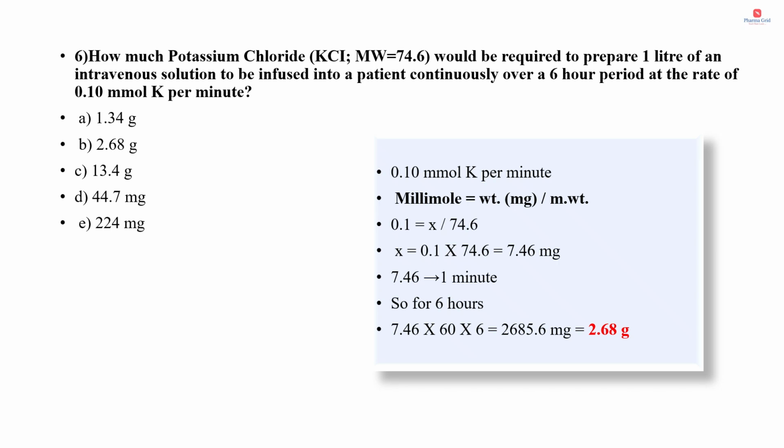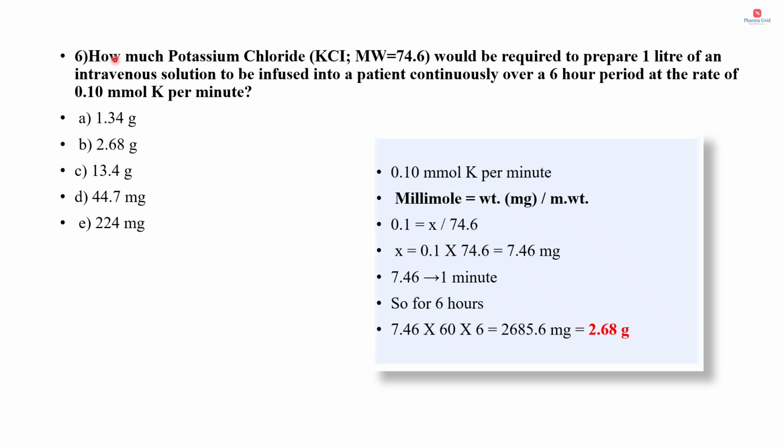So today we are going to discuss some pharmaceutical calculations. So starting with the first question, how much potassium chloride having molecular weight 74.6 would be required to prepare 1 liter of an intravenous solution to be infused into a patient continuously over a 6-hour period at the rate of 0.10 millimole potassium per minute.